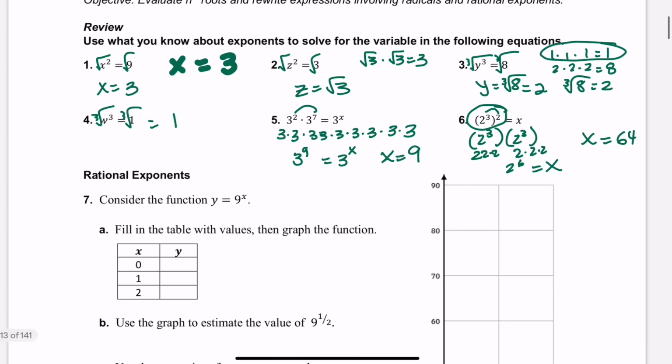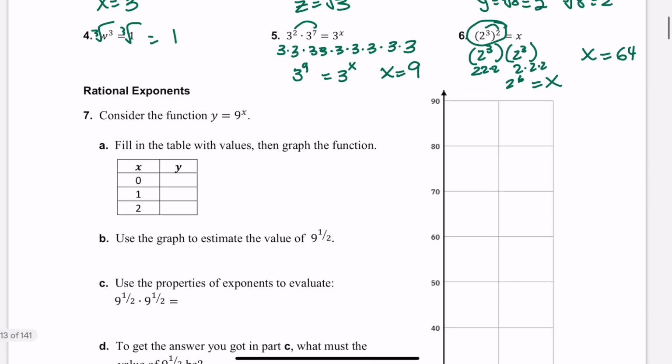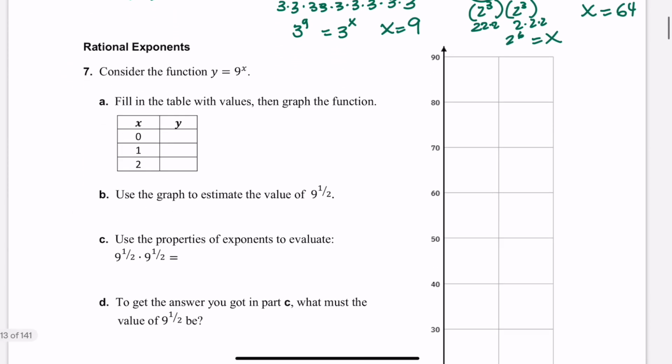Okay, so now we're going to be thinking about number 1 while we do number 7 here. We have, consider the function y equals 9 to the power of x. Now, you spent a lot of time on this last year, it's an exponential function. Whenever you have an exponent, it's going to be like a straight up and down function. We're going to fill in the tables. We're going to put a 0 in for x. 9 to the 0 power, anything to the 0 power is a 1. 9 to the first power is 9. And 9 squared is 9 times 9, which is 81.